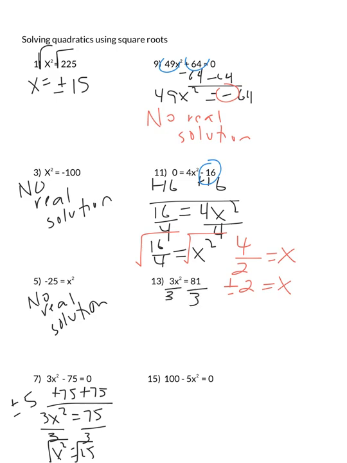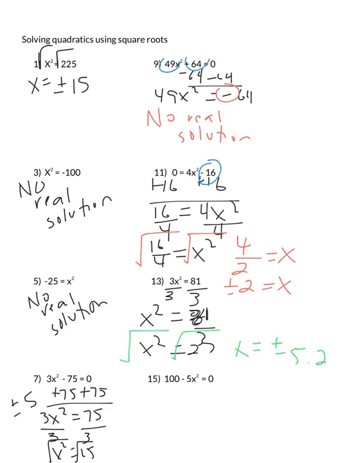You're going to divide both sides by 3. You have x squared equals 81 divided by 3. X squared equals 27. Square root of both sides. Go ahead and use your calculator. And you have 5.19, or x equals plus or minus 5.2.